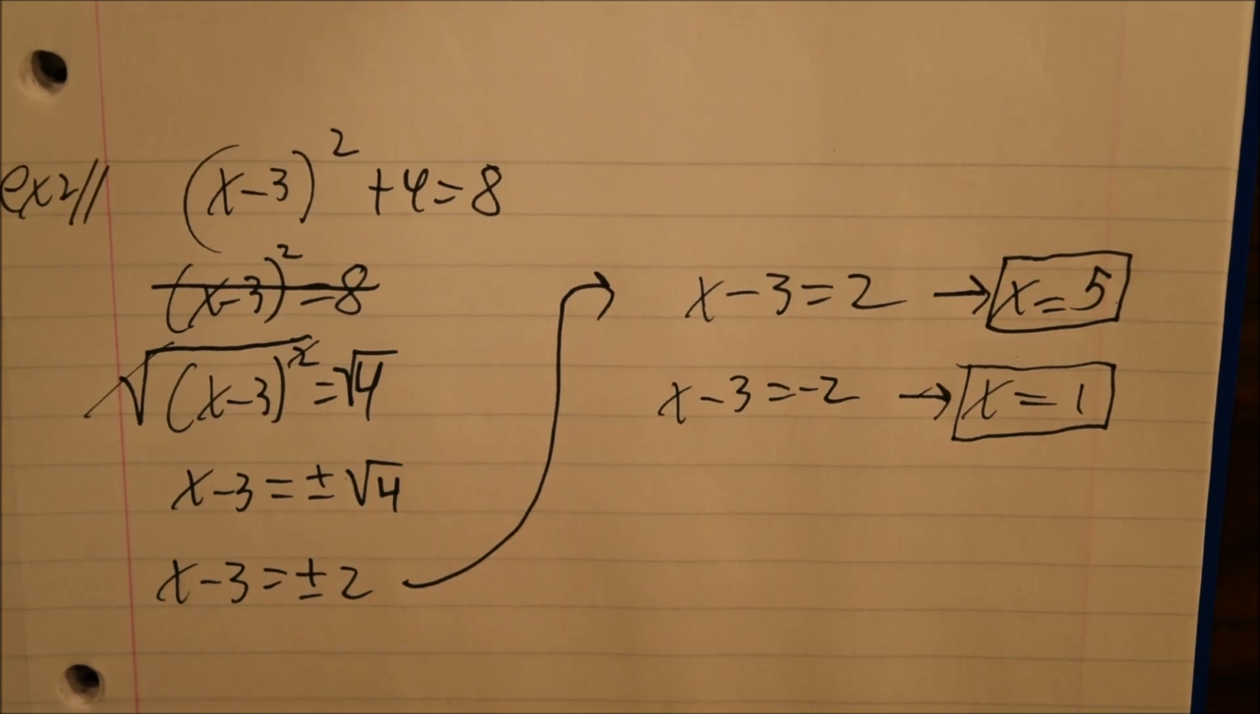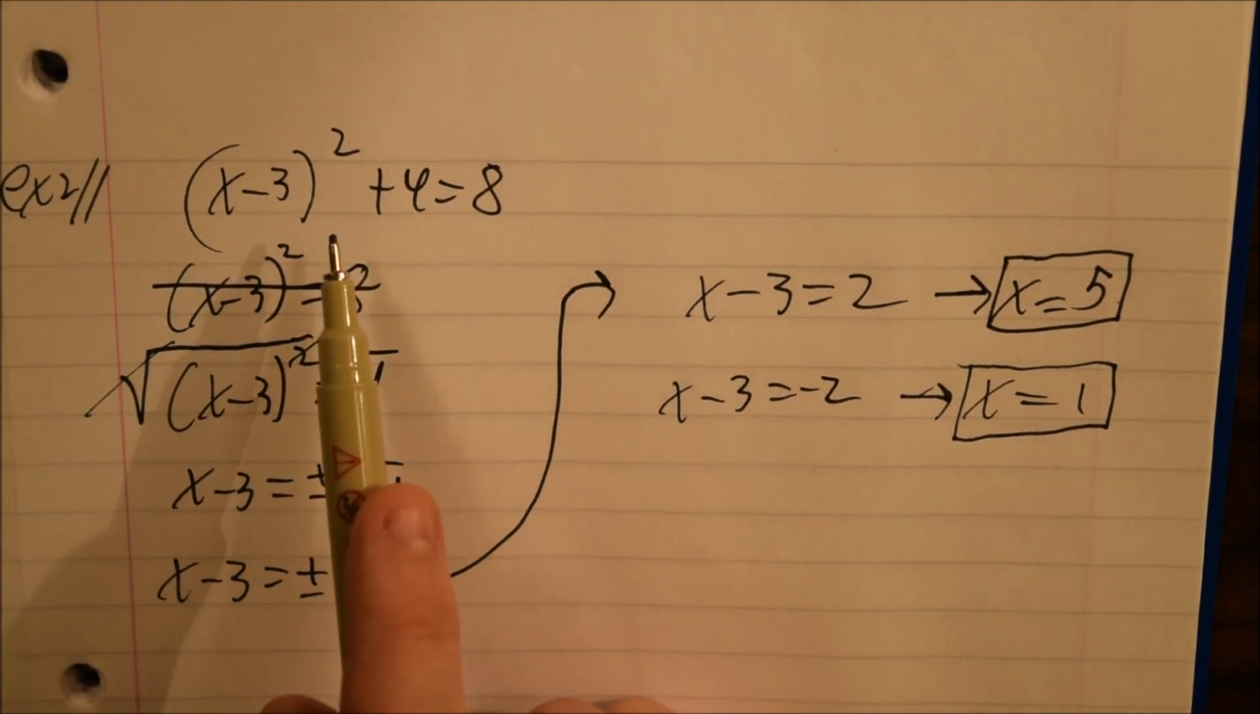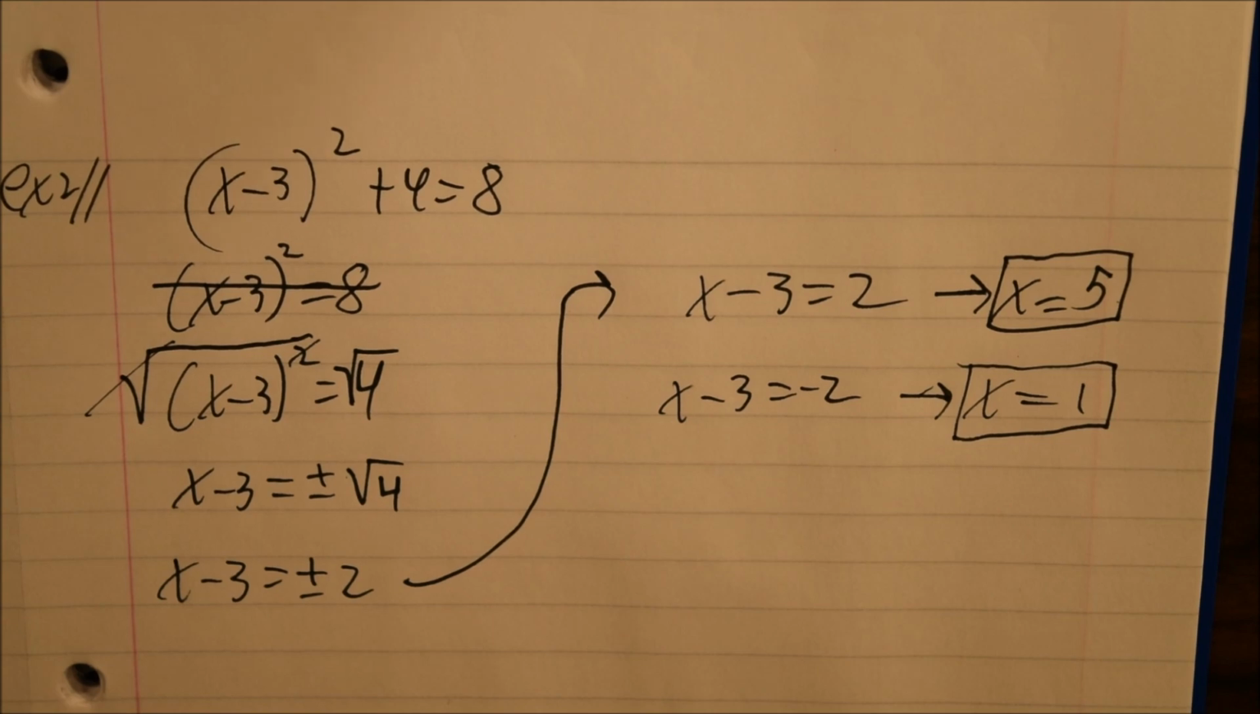All right, well, that's the square root method for solving a quadratic equation. Remember, you can really only do this if you don't have an x term. And I didn't have an x term in my second example, and I also pointed out in the first example that there is no x term. Just another way to solve these guys.